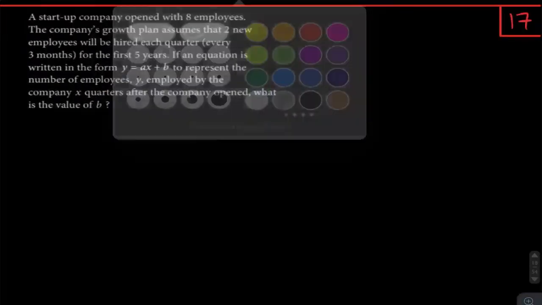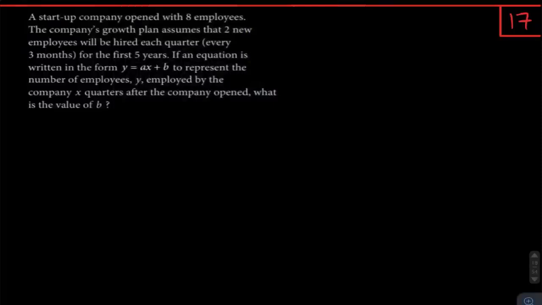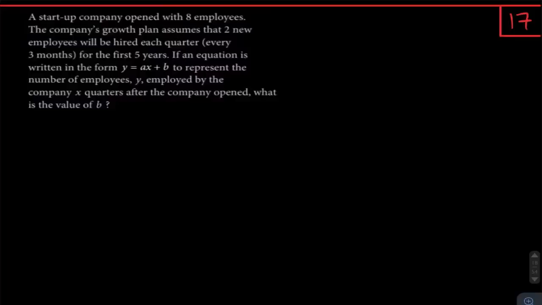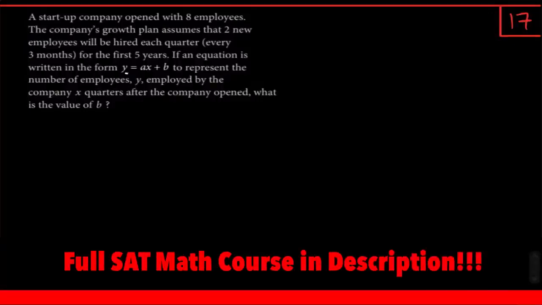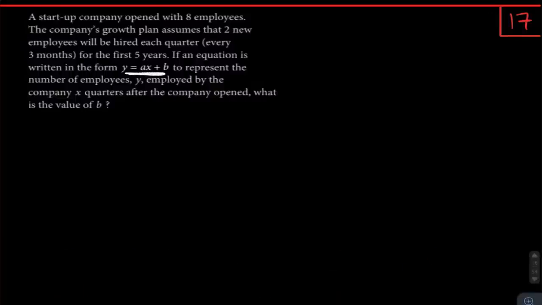Problem 17. This one's surprisingly easy. You would think it's some word problem that's going to be really nasty, but actually this one will be nice. I should stop spoiling the problems. Okay, I'm going to stop. A startup company opened with 8 employees. The company's growth plan assumes that 2 new employees will be hired each quarter, every 3 months, for the first 5 years. If an equation is written in the form y equals ax plus b to represent the number of employees, y, employed by the company x quarters after the company opened, what is the value of b?